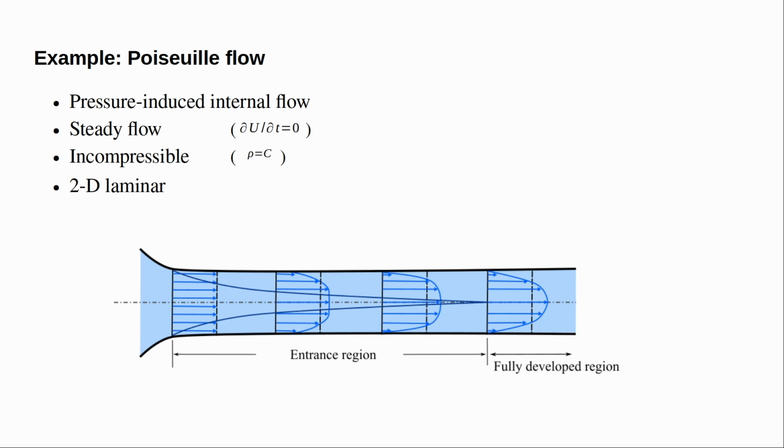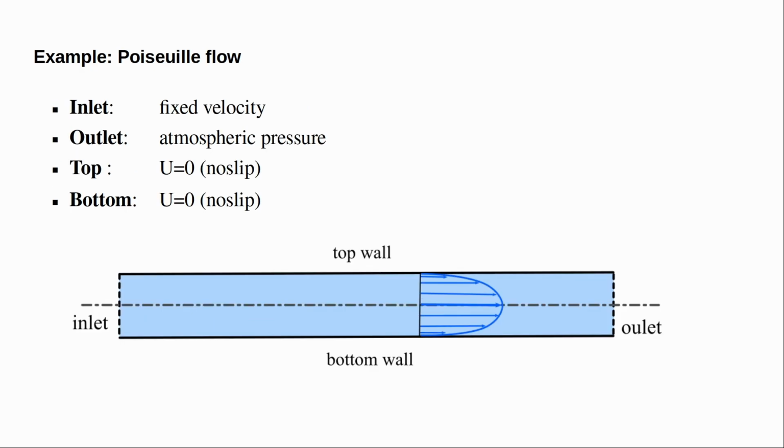Then we identify the boundary conditions. For the problem here we have an inlet fluid flow velocity, outlet atmospheric pressure, and fixed walls at the top and bottom, where the fluid flow velocity is 0.